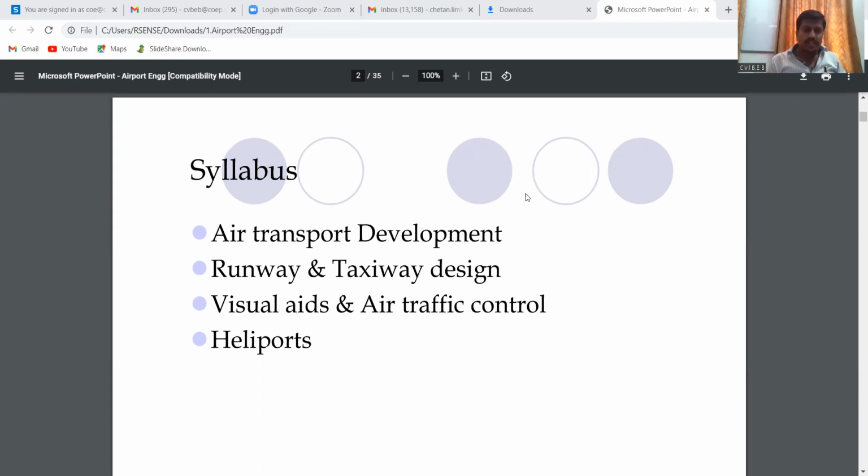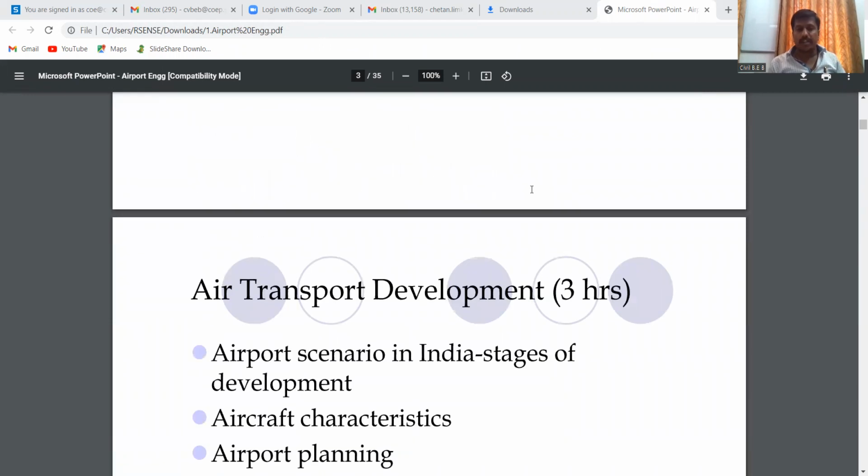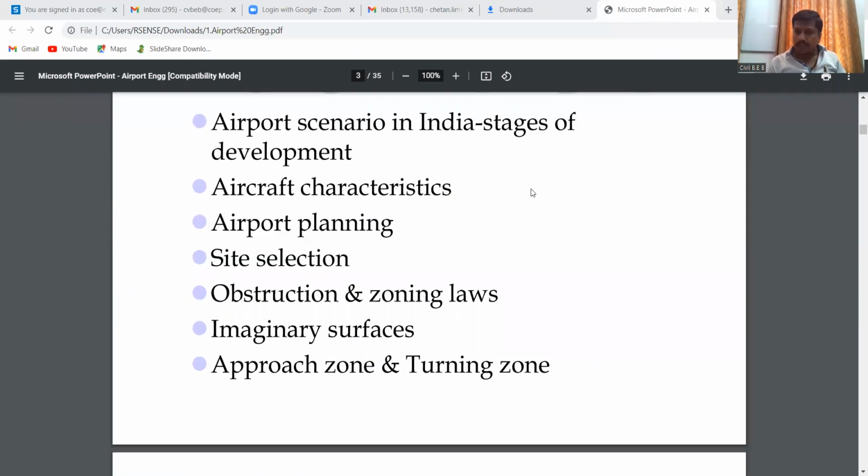Let us start the proceedings with the syllabus. In the airport engineering, we are going to deal with the air transport development, how the air transport system is there in our country, then runway and taxiway design, visual aids and the traffic control, and the heliports. If you see the syllabus, we don't have the air transport development, that is history of the airport engineering. But still, for your better understanding and for additional knowledge, I'm going to explain that part also.